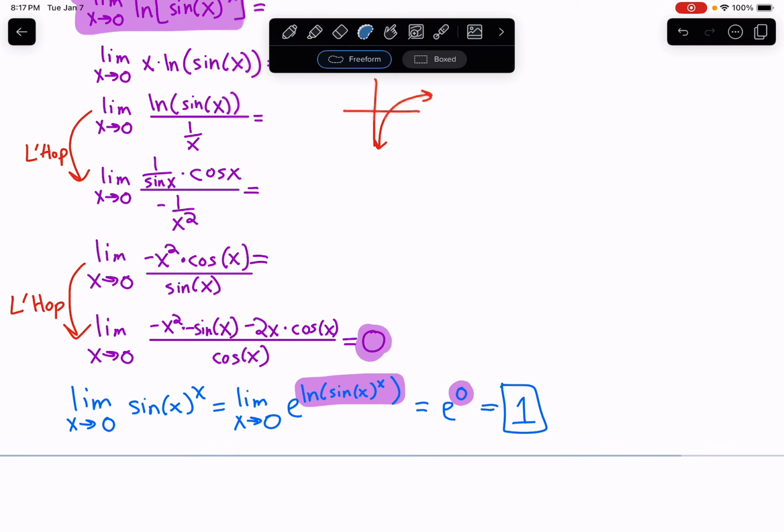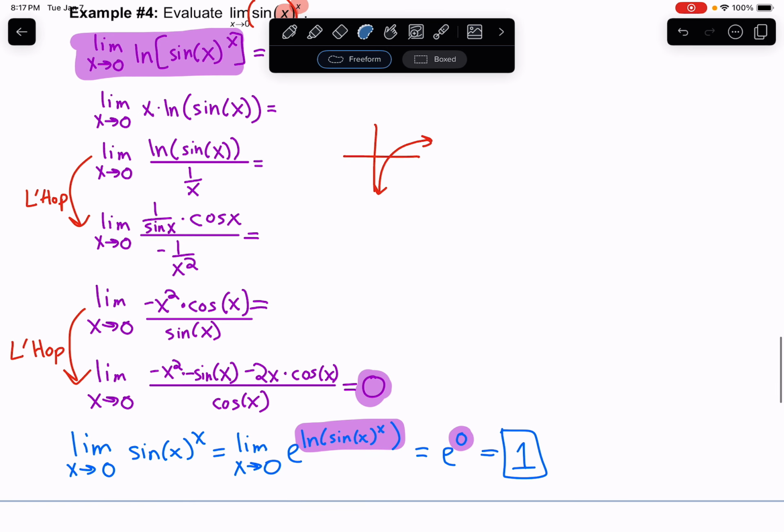Okay, so just a couple of examples here. I like example 4 a lot, this multiple L'Hopital's rule thing. This is something that can definitely show up on a free response or multiple choice question on the AP test as well.